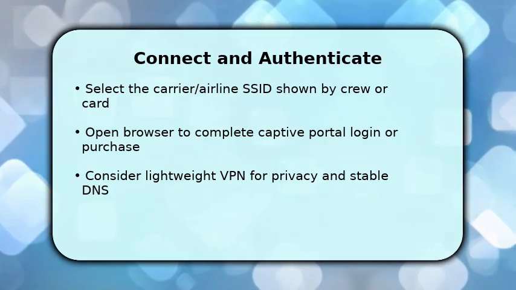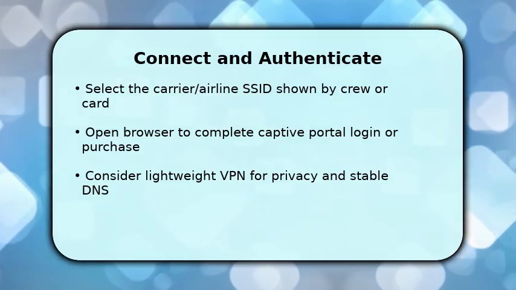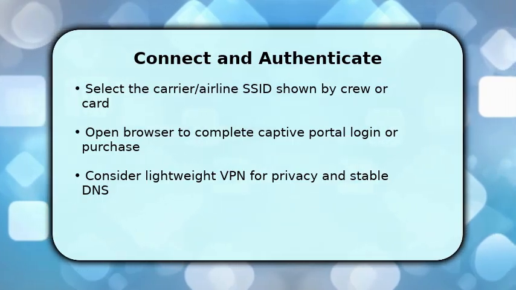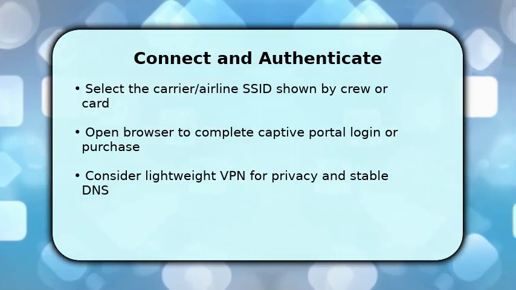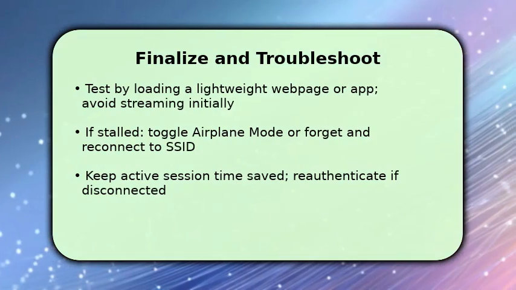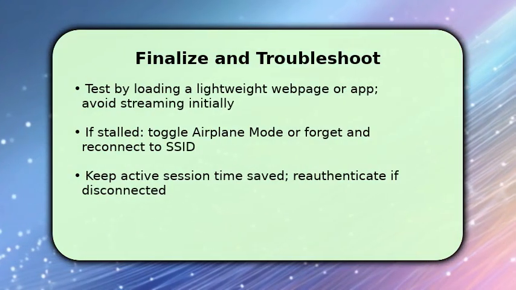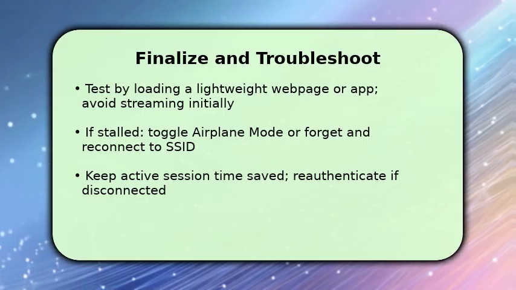For privacy and to avoid captive portal issues, you can enable a simple VPN after you're authenticated, but not before, since portals need direct browser access. After authenticating, verify connectivity by loading a small page or checking email. Avoid heavy streaming until you confirm bandwidth.